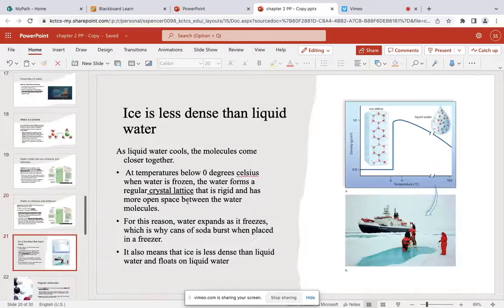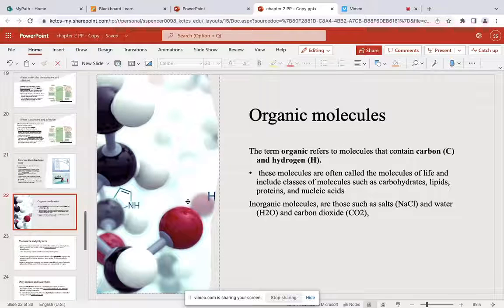Let's talk about organic molecules. There's a whole chemistry section called organic chemistry you've probably heard of, and it's literally the study of carbon and hydrogen. So the term organic refers to the molecules that contain carbon and hydrogen. These molecules are often called the molecules of life, and that's true. It includes classes such as carbohydrates, lipids, proteins, and nucleic acids, and we'll go over each of these individually.